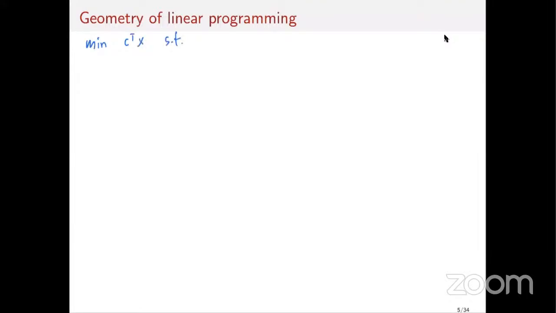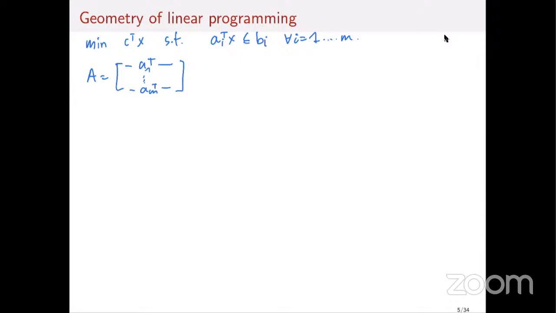Subject to, I can write my constraints as a_i transpose x less than b_i for all i between 1 and m. What I just did is write my matrix with a_1 transpose as the first row, up to a_m transpose, the last row, and each a_i is a vector in R^n. So I have m scalar linear inequalities, and obviously each one defines a half space, as you may remember from the very first lecture.